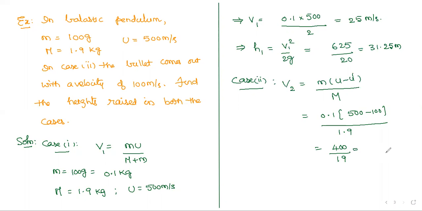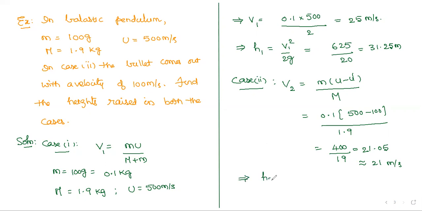Working out the division, 19 twos are 38, 19 ones are 19, 19 fives are 95. It's very small, approximately 21 meters per second. Here you can happily say, sir, that is 25, and this is just 21, which means in the second case the height will be less. Directly you can say.